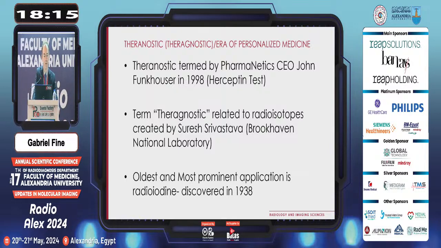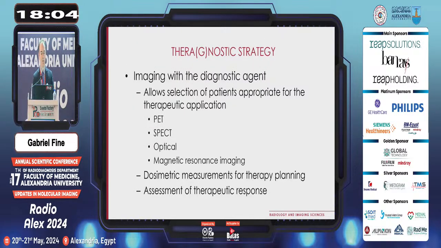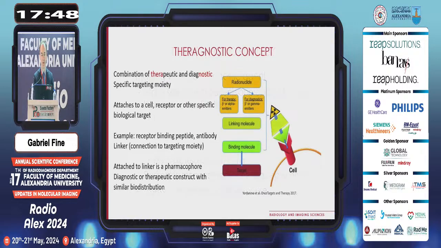So back in 1938, radioiodine was discovered, and that was used for thyroid cancer and hyperthyroidism, which for all intents and purposes was our first theranostic agent. So the strategy: you image with the diagnostic agent first. It allows selection of the patient appropriate for the therapeutic application. That could be PET, SPECT, optical imaging, MRI. In some cases, we'll use dosimetric imaging for therapy planning, and you can also use this for assessment of therapeutic response.